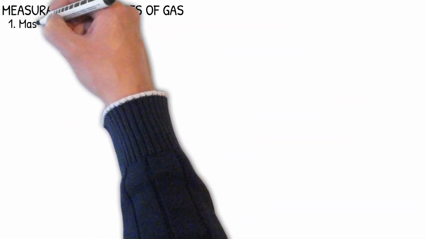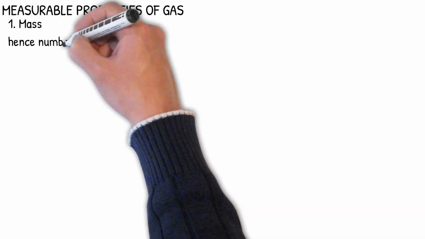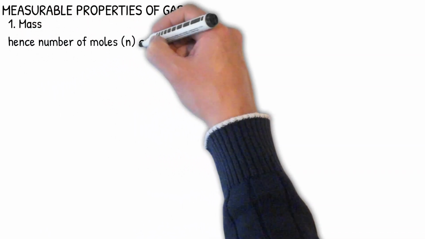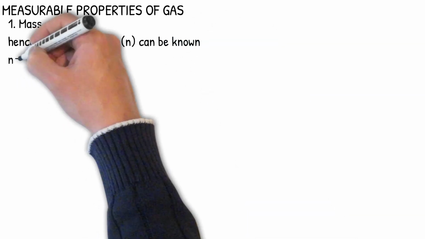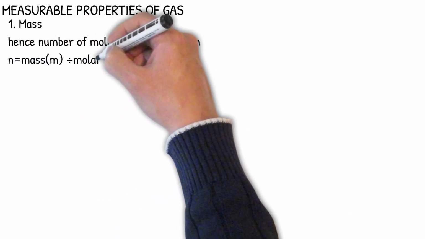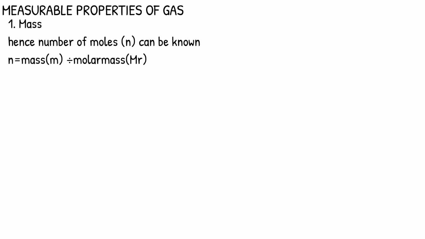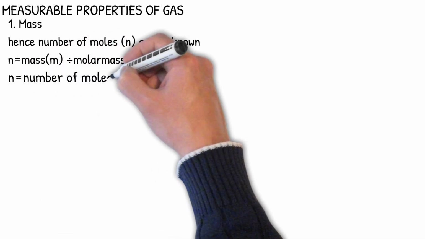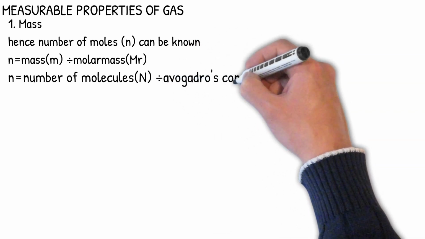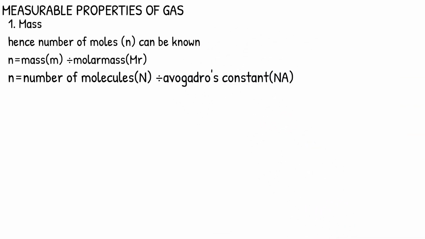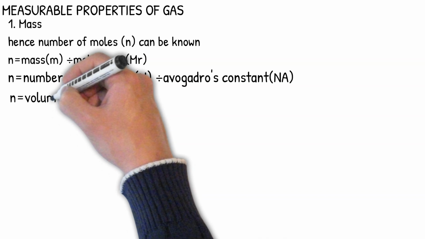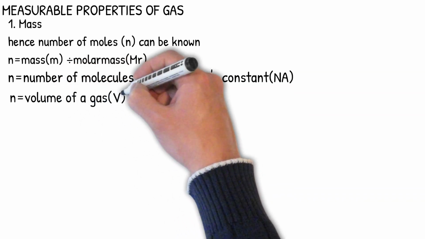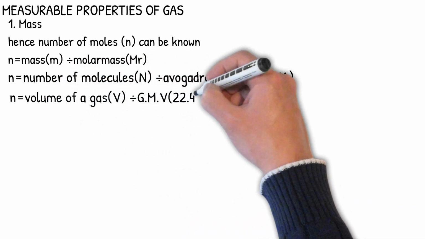Number 1. Mass. By measuring the mass of a given gas, the number of moles can be determined by the formula: number of moles equals mass over molar mass. Other formulas for finding the number of moles are: number of moles equals number of molecules divided by Avogadro's constant. Another formula: number of moles equals volume of a gas divided by GMV, which equals 22.4 liters.